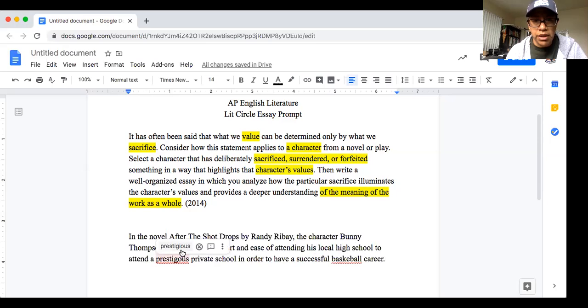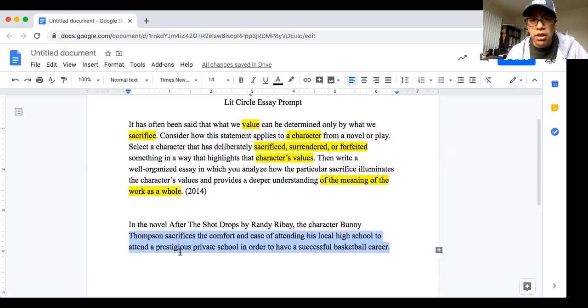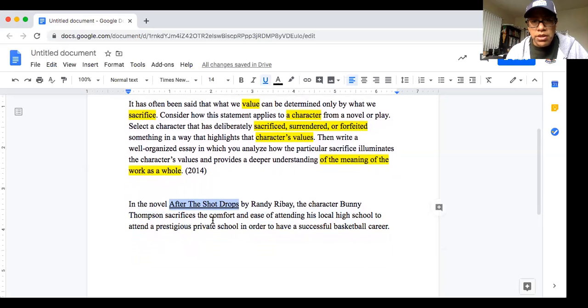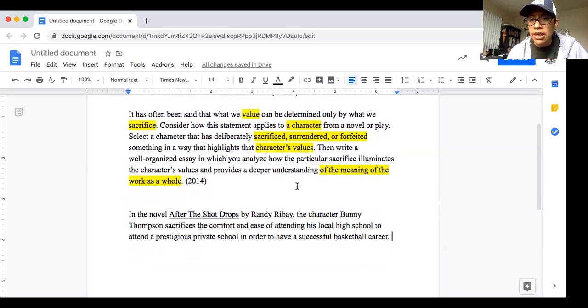Okay, and I can look back at all of my misspelled words. Cool. All right, so I did the first part, which is the sacrifice. I have to underline or italicize my title. The character Bennington sacrifices the comfort and ease of attending his local high school to attend a prestigious. And then now the part that's missing, even in my thesis, is, well, what character value does that show? So I have to emphasize that, and it doesn't have to be in that same sentence.